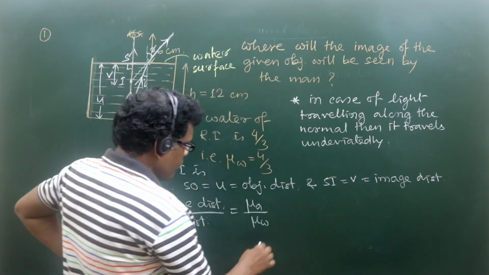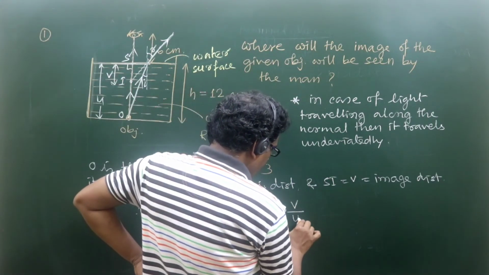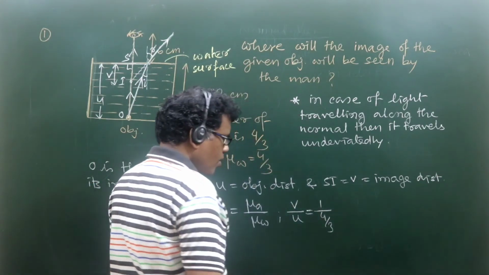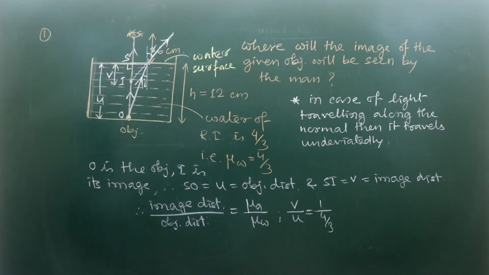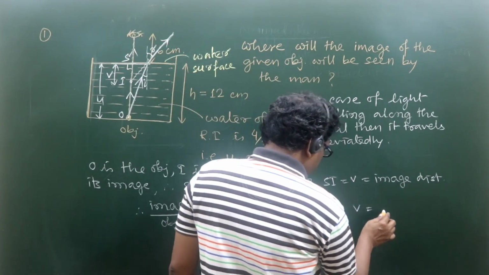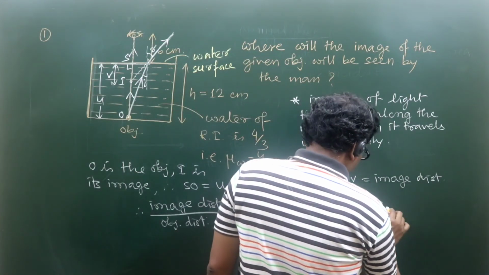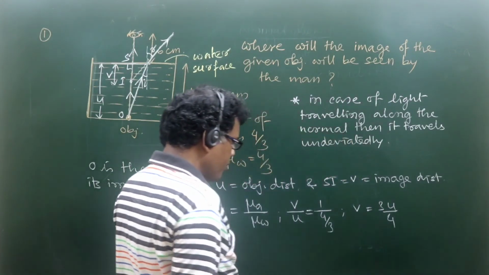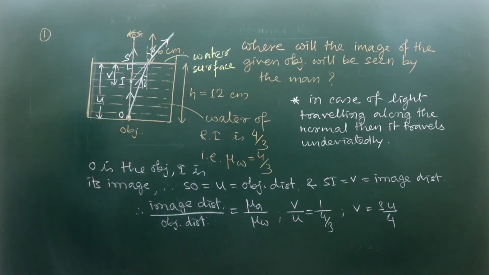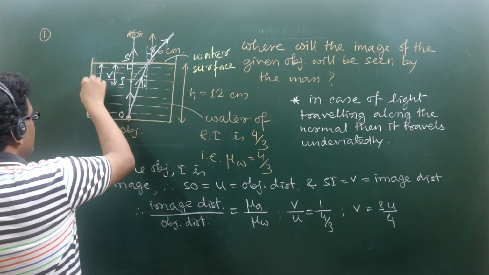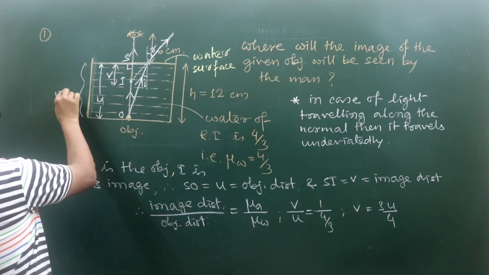So can we write v by u equals mu A is 1, mu W is 4 by 3. The numerical value of mu W is 4 by 3 and mu A is 1. So from this, can we write v is equal to 3u into 3 by 4, that is 3u by 4? Yes or no? v is 3/4 of u, u being the object distance. What is the object distance given here?